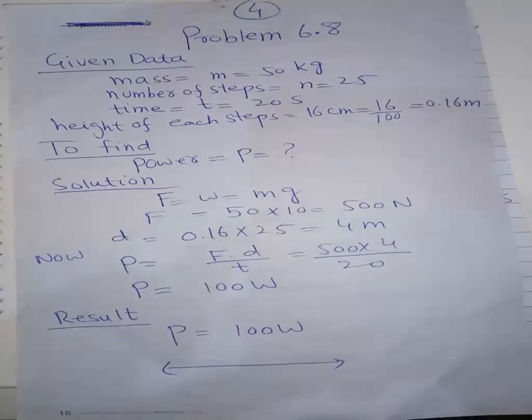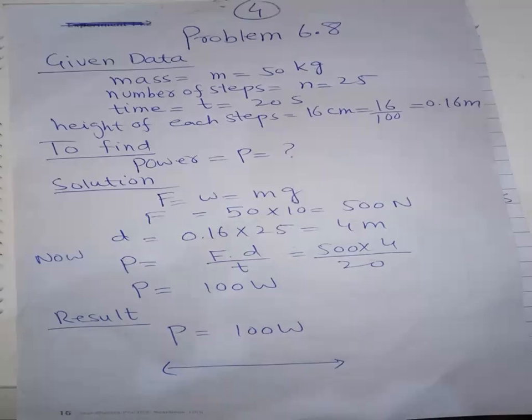Now I'm moving towards problem number 6.8. I read the problem 6.8 statement first for you. A 50 kilogram man moved 25 steps up in 20 seconds. You can see the figure underneath the statement of numerical 6.8, the man moved 25 steps up in 20 seconds. Find his power if each step is 16 centimeter high.